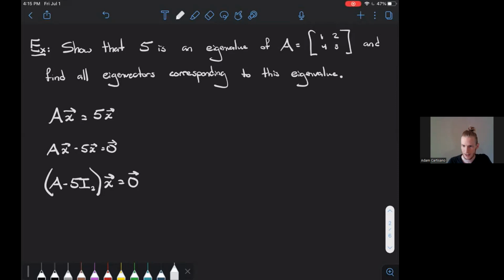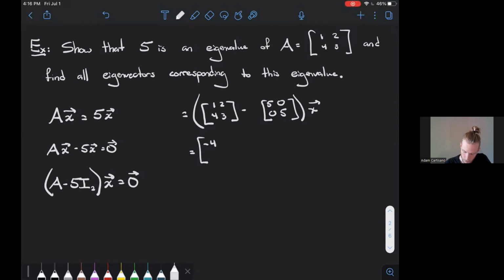Okay, we can actually compute this. When we do 1, 2, 4, 3 minus 5 times 1, 0, 0, 1, 5 times that matrix is just put 5s on the diagonal, the scalar matrix which scales by 5, times x, which is 1 minus 5 is negative 4, 2, 4, and then 3 minus 5 is negative 2. That's a suspicious matrix.